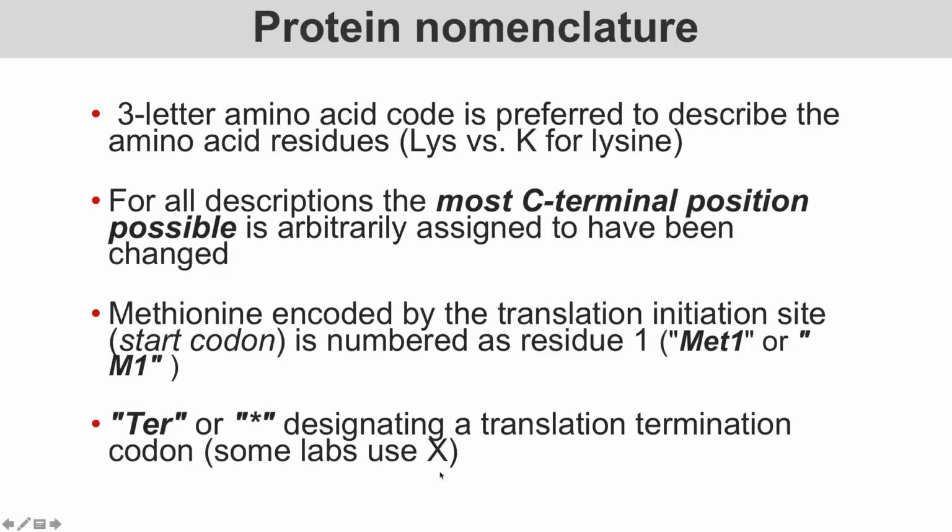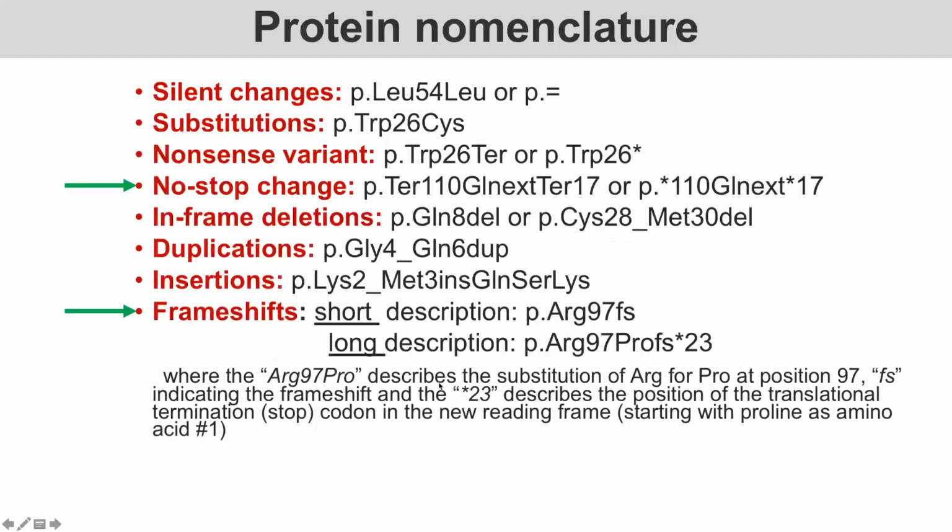And some labs use X. I work in a lab that actually uses X instead of these as well, which technically does not follow HGVS standards. You are supposed to use the Ter or the little asterisk symbol. And then here are just some examples of different protein nomenclatures that you would see based on, again, substitutions, nonsense, duplications in frame versus out of frame.